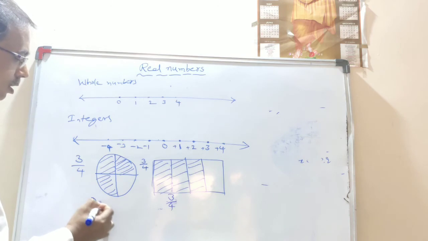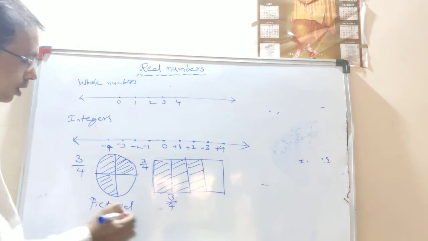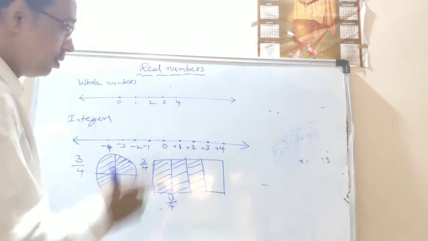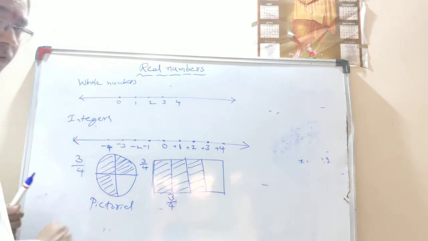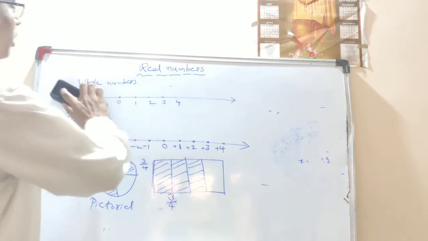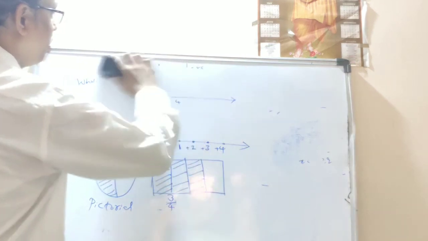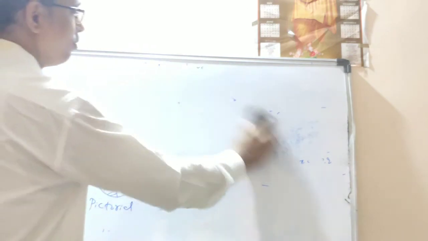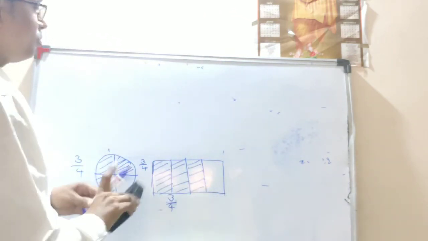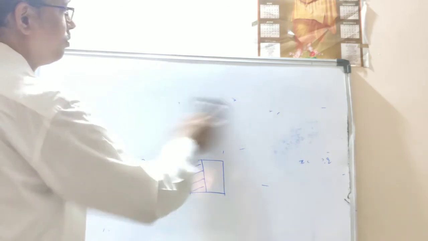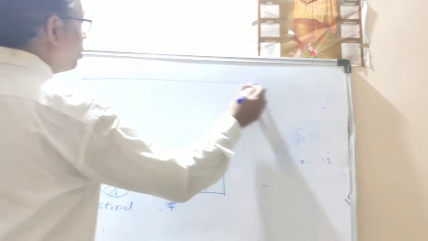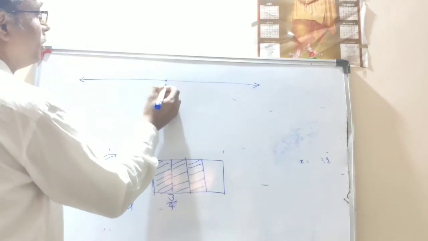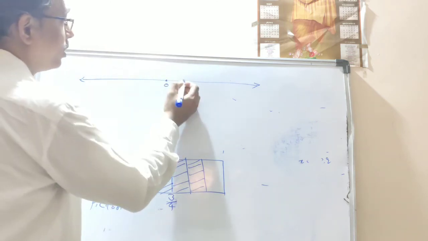These 2 are in the pictorial form, whereas the number line is the main thing here. So how can we denote or represent 3 by 4 on a number line? For that also we need first of all a line. First of all, draw a line. Then make a point on the line and represent it as 0. On the right side take 1.